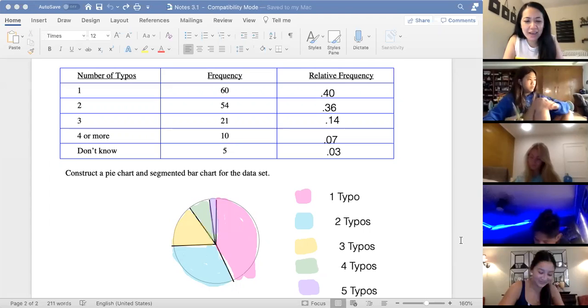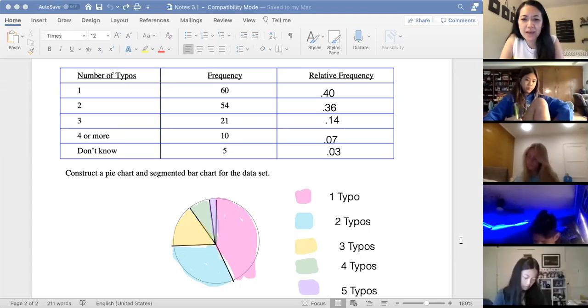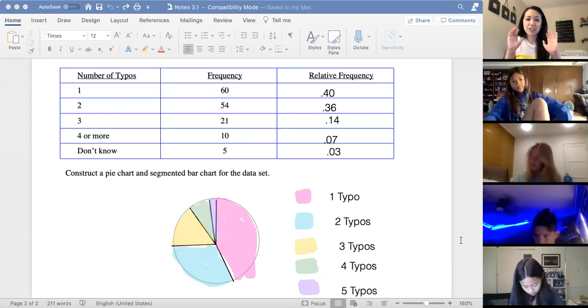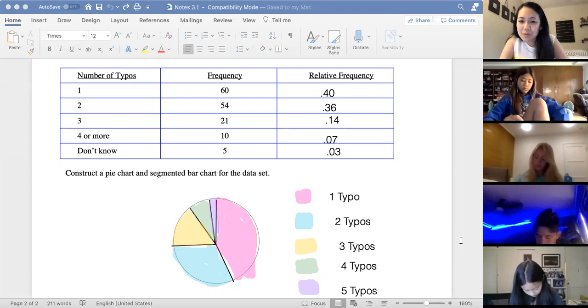The only thing is, at the end of my graph, once I'm done, I always ask myself this question: if somebody were to just look at my graph, would they be able to understand what was happening? Can they just look at my graph and know exactly what's happening? At this point, I would say no. I don't think somebody off the street can read this graph and know exactly what's happening, because you just see 1 typo, 2 typos, 3 typos.